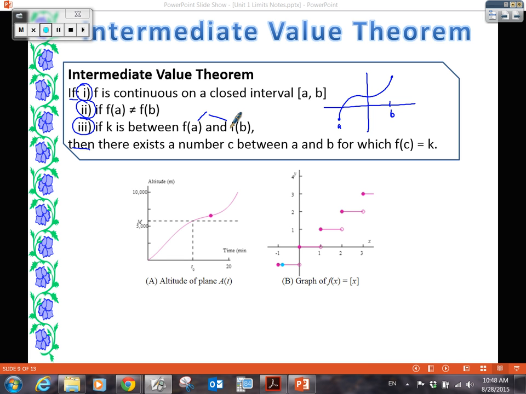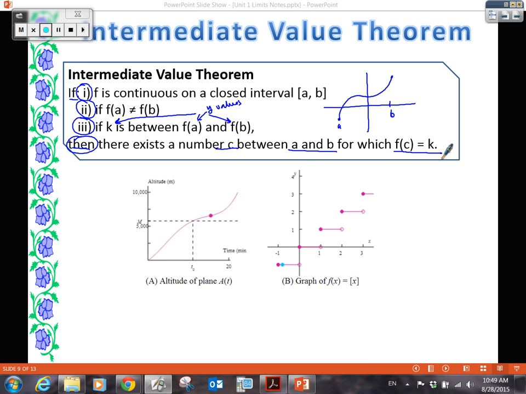F of a and f of b are y values. And therefore, k is a y value. It may be given to you, or you may have to determine what it is. If all those 3 things are true, then there exists a number c between a and b for which f of c equals k. Okay, that's a lot of words too, so let's break that down.